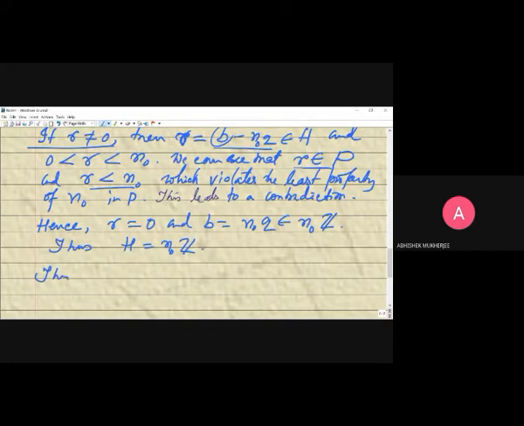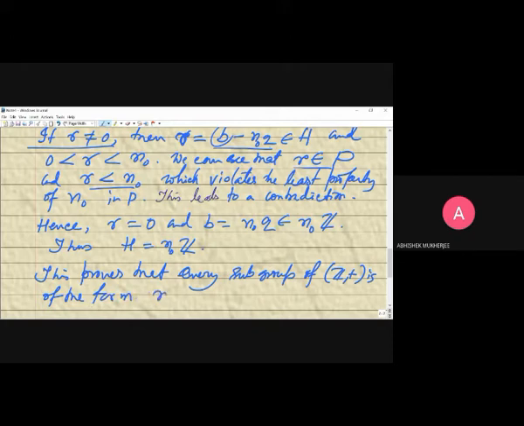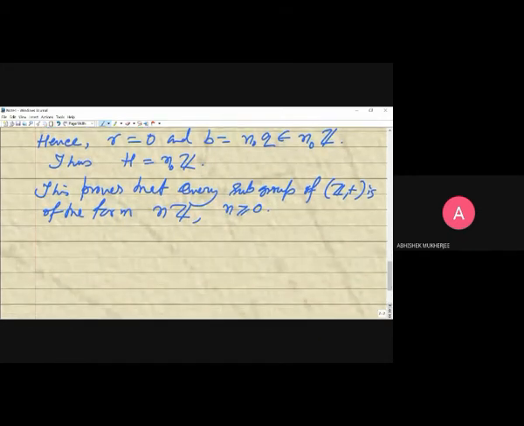And this proves that every subgroup of Z plus is of the form NZ, n greater than or equal to 0. Okay. Fine. So in this way, we have characterized all the subgroups of the group Z plus.